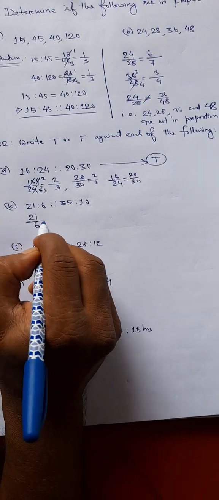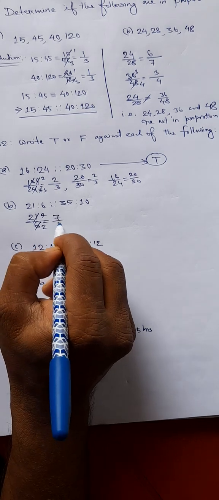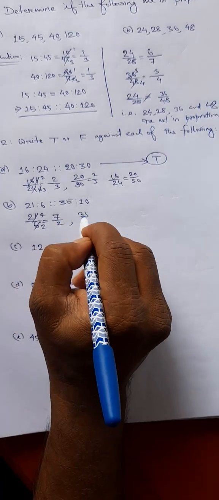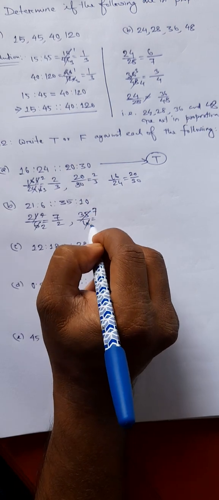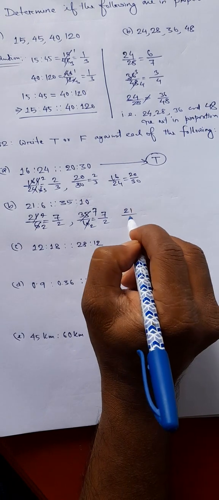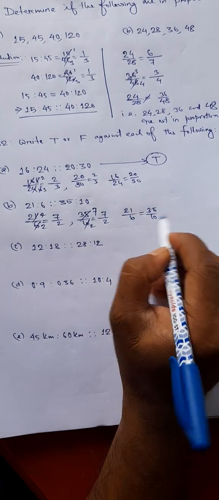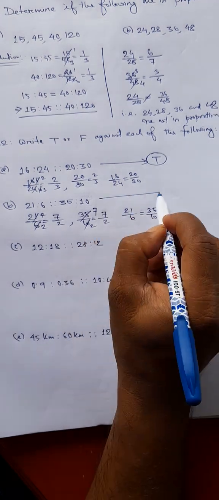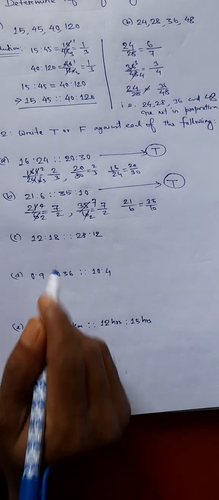21 by 6. 3 7s are 21, 3 2s are 6, so 7 by 2. 35 by 10. 5 7s are 35, 5 2s are 10, equal to 7 by 2. Therefore 21 by 6 equals 35 by 10. That means they are in proportion. So this is also true, right? Now let's check this.